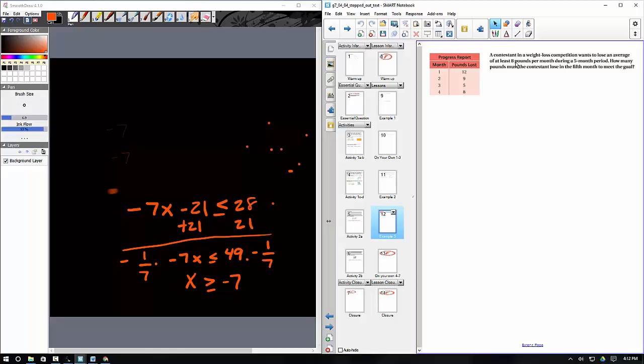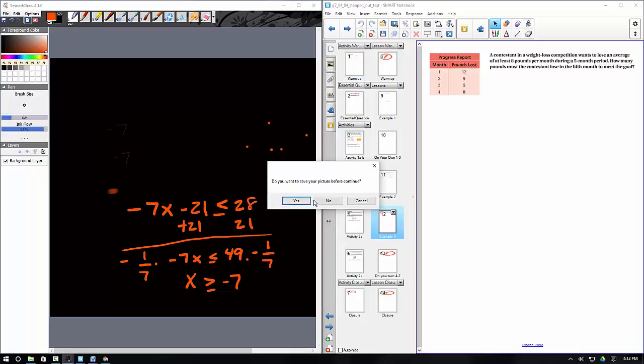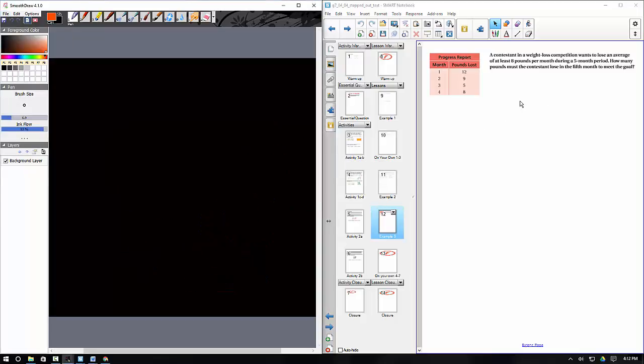So this one says that a contestant in a weight loss competition wants to lose an average of at least 8 pounds per month during a 5-month period. All right, so let's look at that for a second. How many pounds must a contestant lose in the 5th month to meet the goal? So at least 8 pounds per month. So here we go. If I look at it, we're doing 5 months.